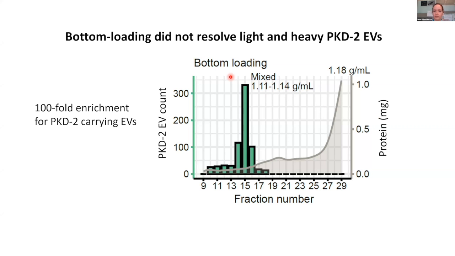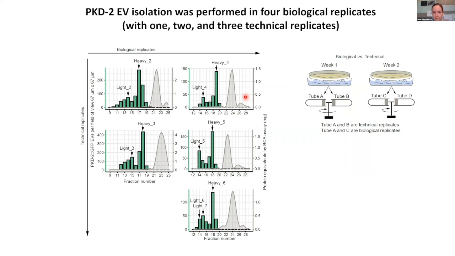So our top loading actually was better, because the bottom loading approach, where the EVs have to float from the bottom of the tube upward, didn't resolve two peaks well. And this fraction has an abrupt density, so it basically contains both light and heavy EVs. We tried to troubleshoot it a couple of times and were not able to. So we proceeded with top loading and we did two more biological replicates.